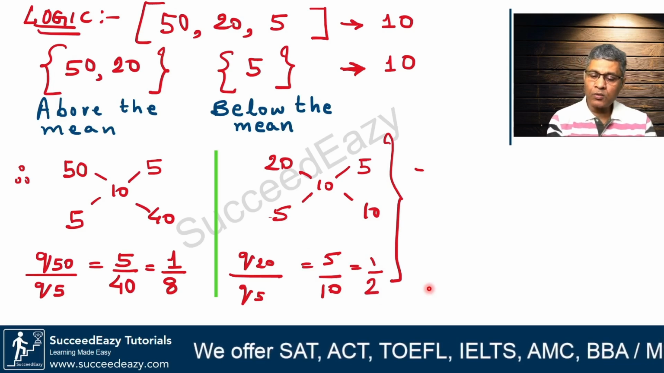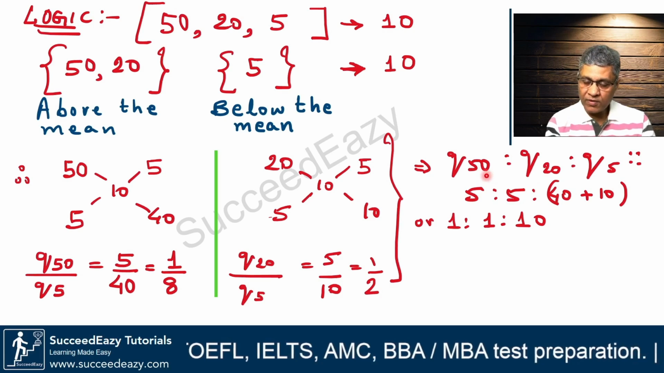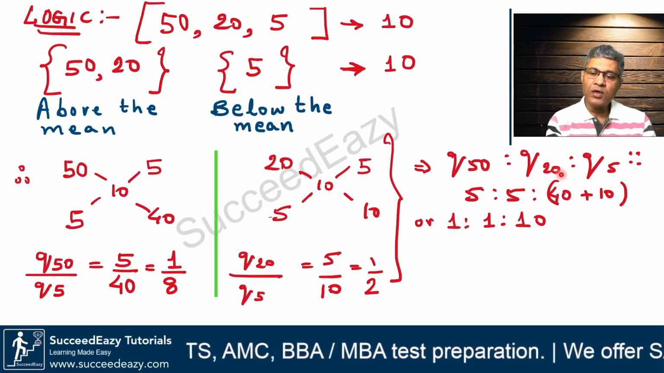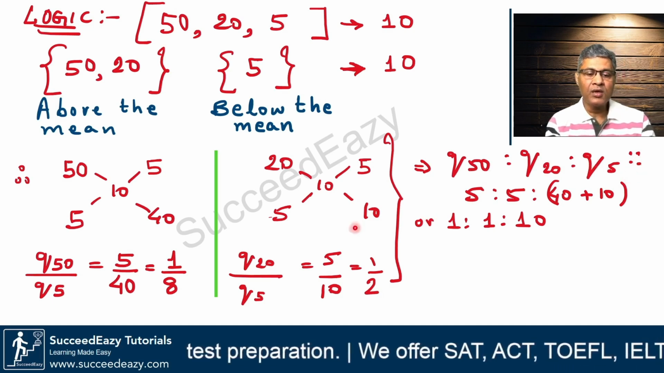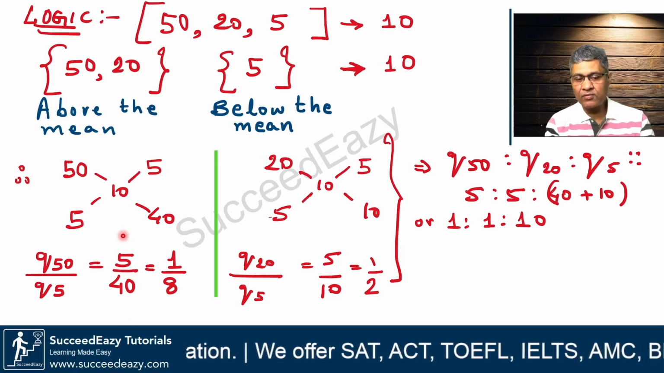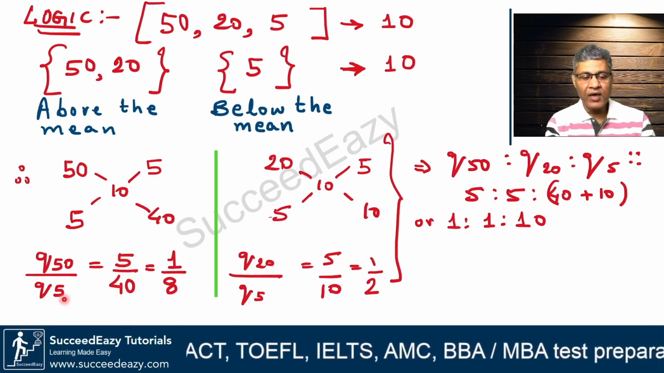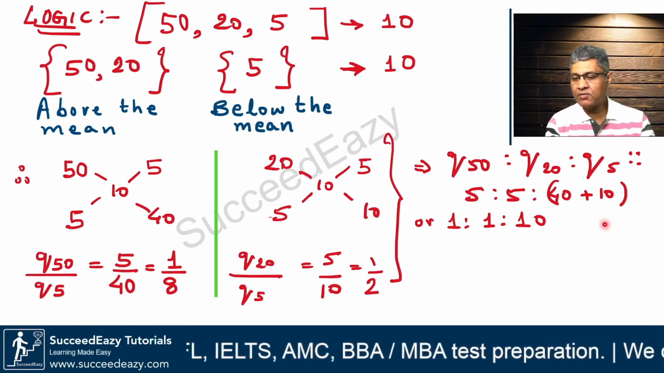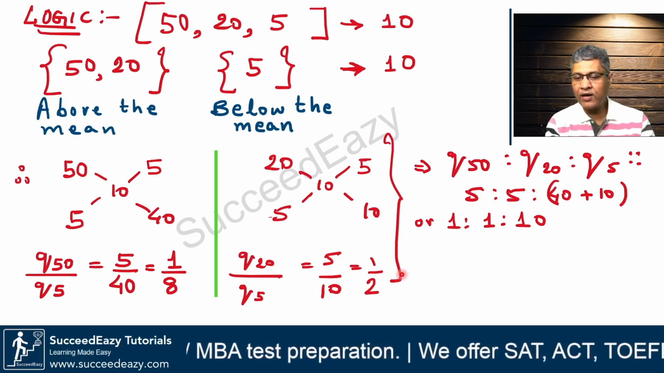So essentially what you get is Q50 is to Q20, that is quantity of 50% solution is to quantity of 20% solution is to quantity of 5% strength solution would be how much? Either you can take the original values, that is 5 is to 5, and then Q5 is 40 plus 10, that is 50 parts, right? Or you can take the converted values.